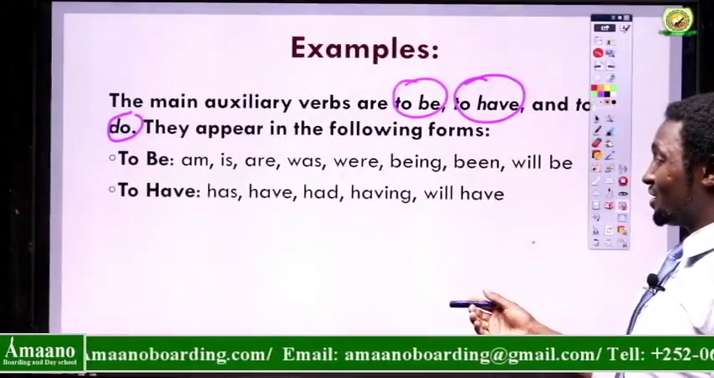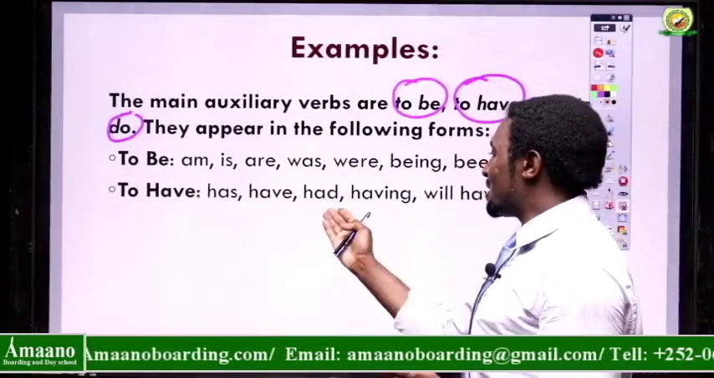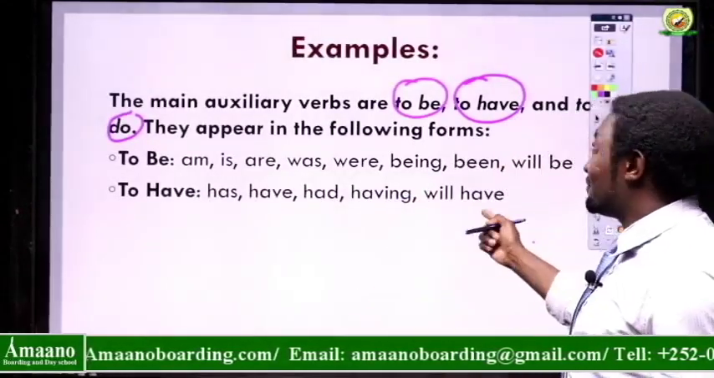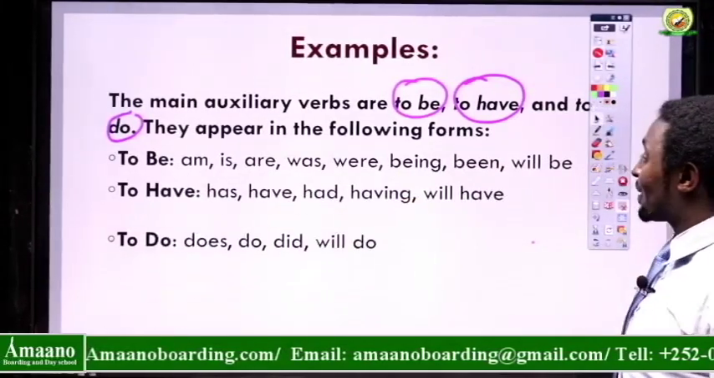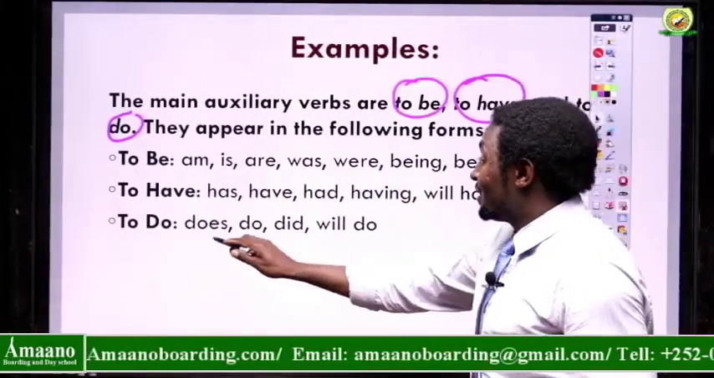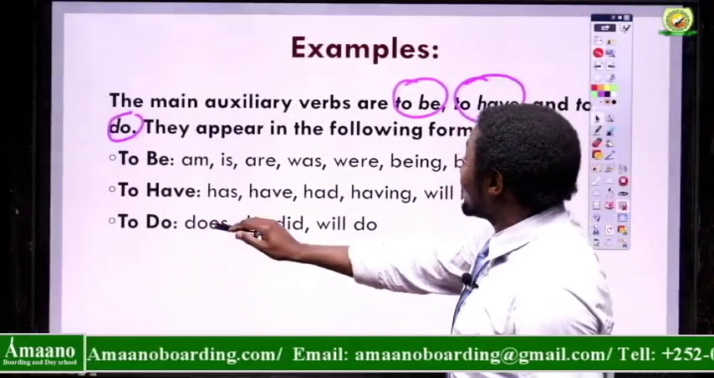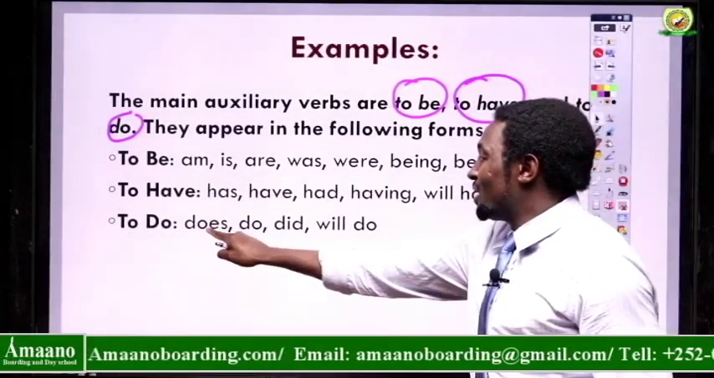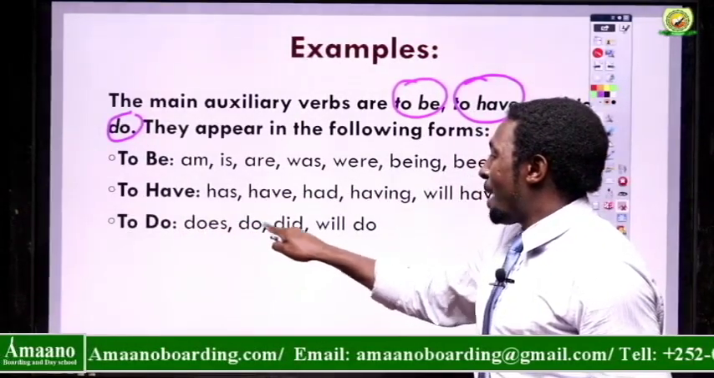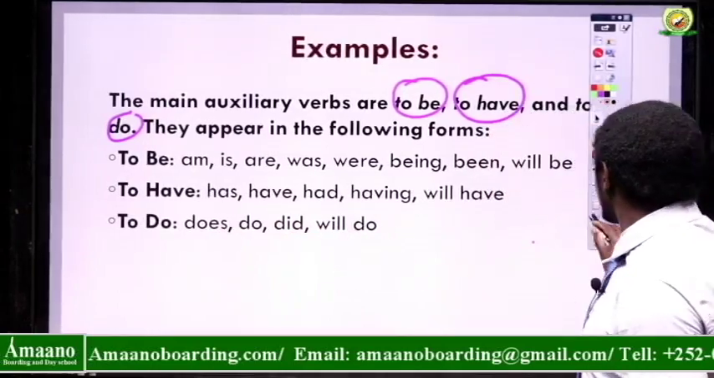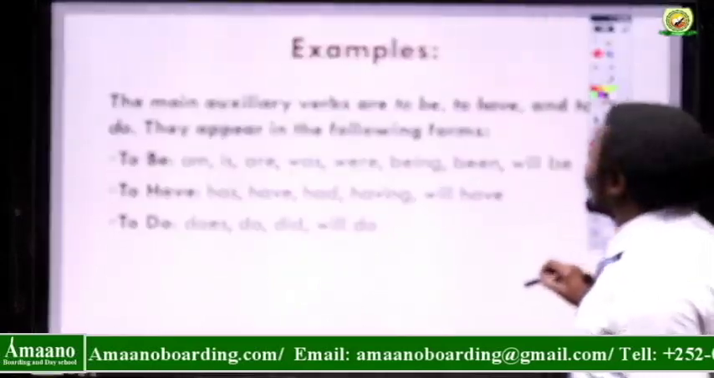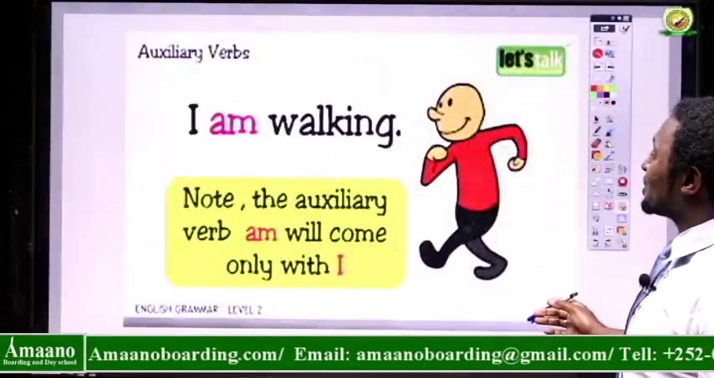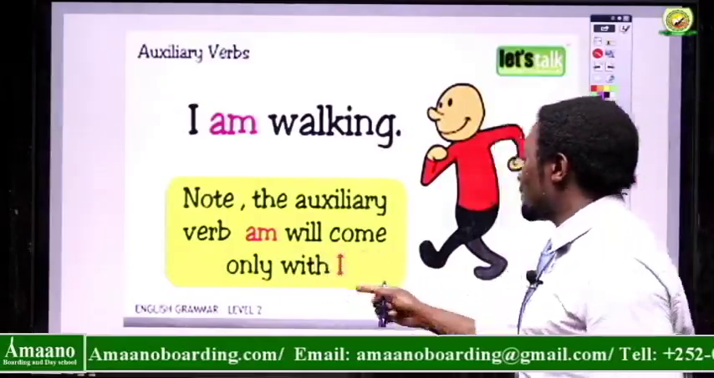If you check that, you can see there is singular, plural, past, participle or with -ing continuous, then future. We have to do. These are the to do auxiliary verbs: does, do, did, will do. Singular, plural, past, future. Now, "I am walking." Note, the auxiliary verb "am" will come only with "I."